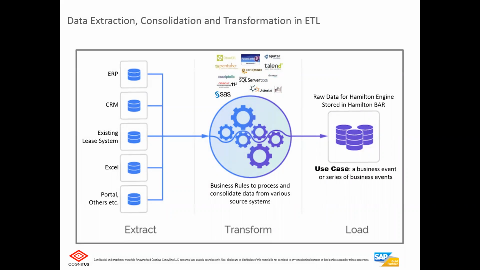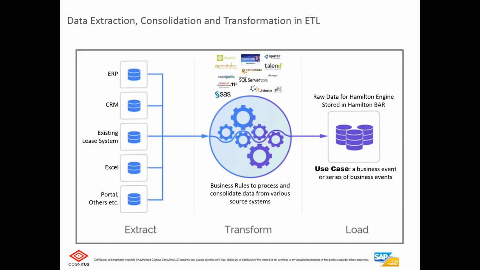So Hamilton engine is compatible with any other third-party software, which includes ERP, CRM, existing lease systems, Excel, portals, and others. The data will be extracted by using ETL tools, and the data will be transformed in the Hamilton repository as raw data.